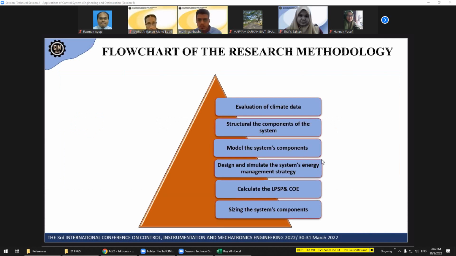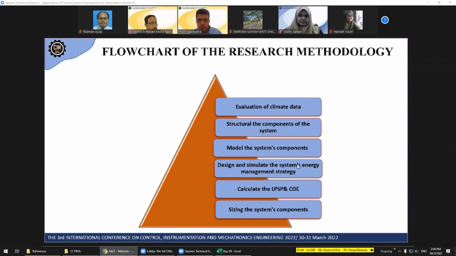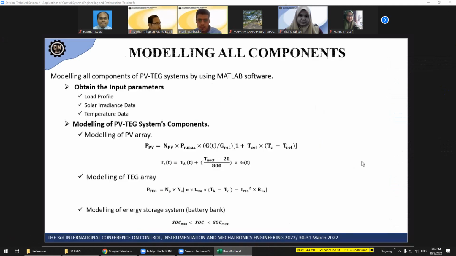This flowchart describes the research methodology of this work. First, obtaining the climate data, structuring the components, modeling all components of the system, simulating the energy management system, calculating the losses of power supply and cost of energy, and lastly, sizing the system.